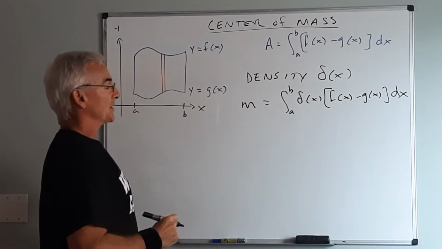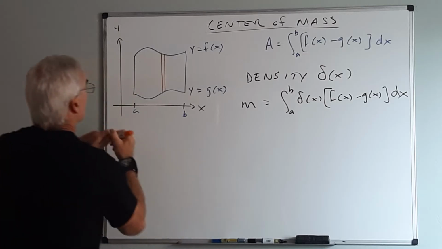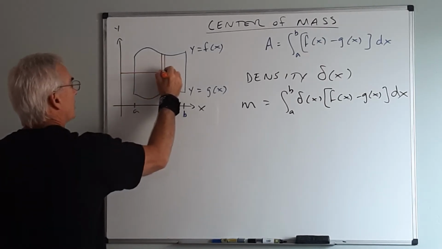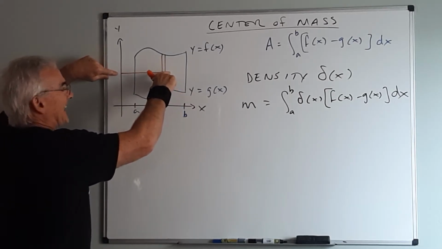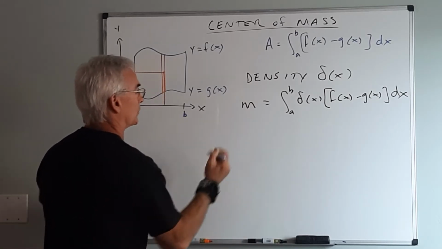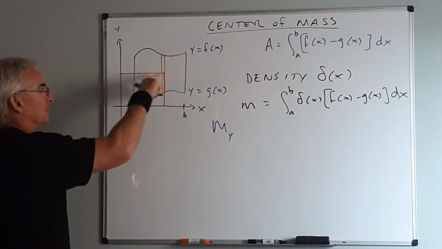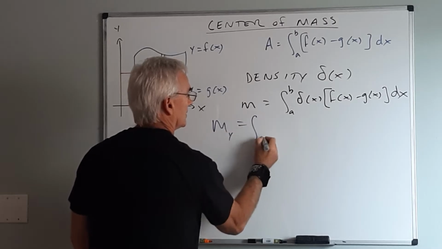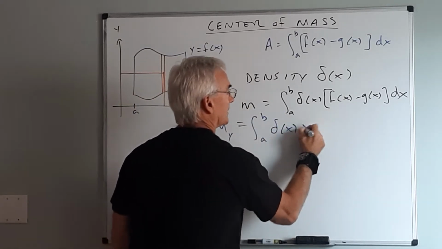Now, in order to find the center of mass, we also must calculate the moments. So there are two moments. There's the moment to the y-axis, there's the moment to the x-axis. The moment to the y-axis involves the x distance. So to find that moment, which we generally refer to as M sub y because it's the moment to the y-axis, although it only involves the x distance, we basically take our mass and we multiply it by x.